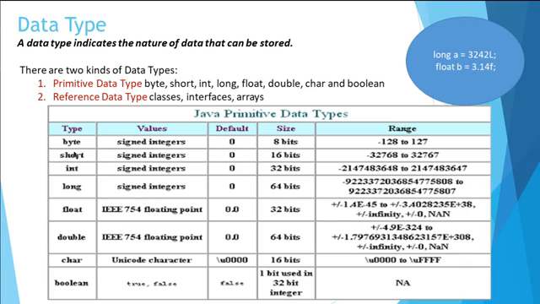When we are using a byte, it occupies 8 bits and the value which can be stored in it can be only from -128 to positive 127. Short is 16 bits. Integer requires 32 bits, long requires 64 bits, float requires 32 bits, double 64, character 16 bits, and boolean requires only 1 bit, which is true or false.